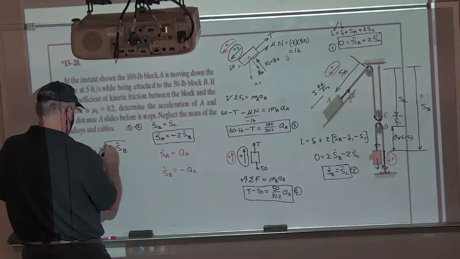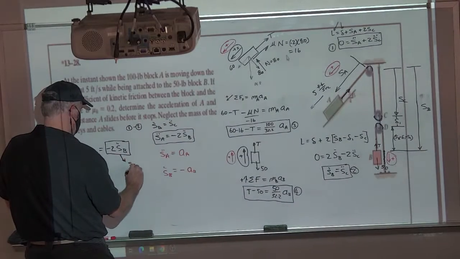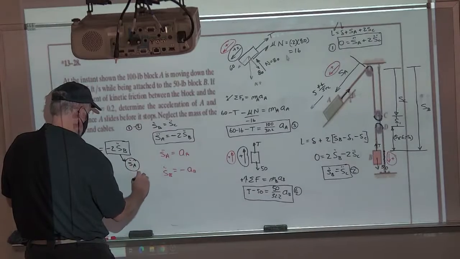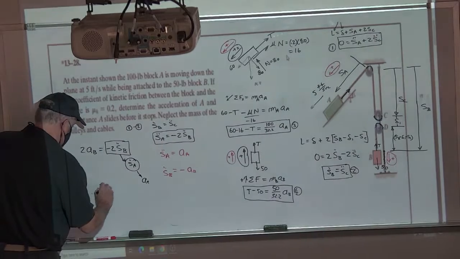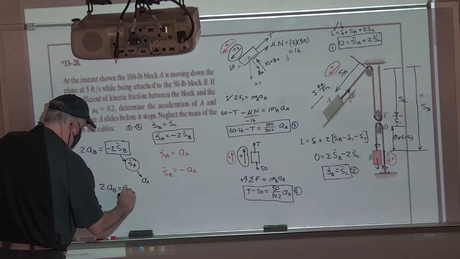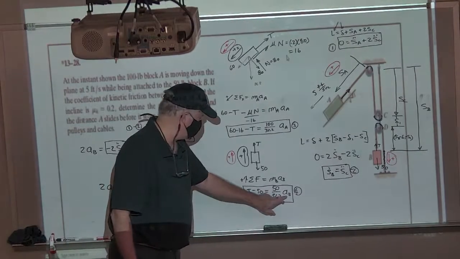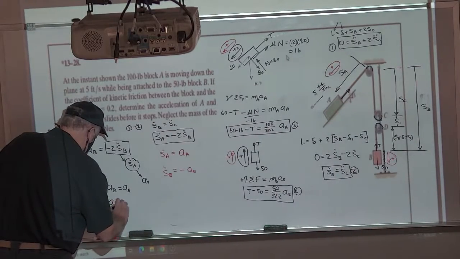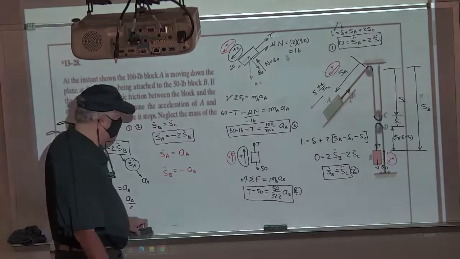So this will become SA double dot. I look here and I say, hey, this is the acceleration of A. So 2 times the acceleration of B is equal to the acceleration of A. Now what I wanted to do is replace this with that. So the acceleration of B is equal to the acceleration of A divided by 2.